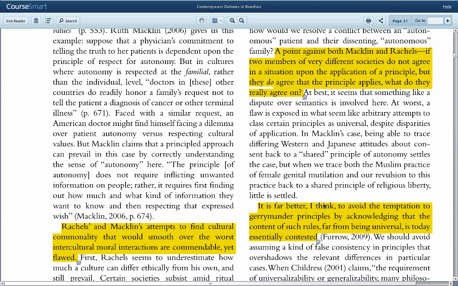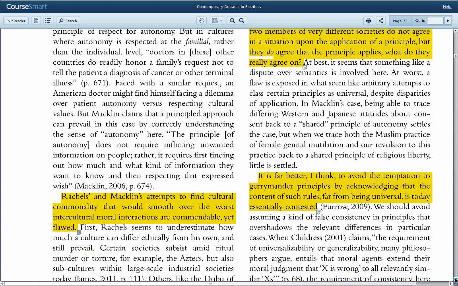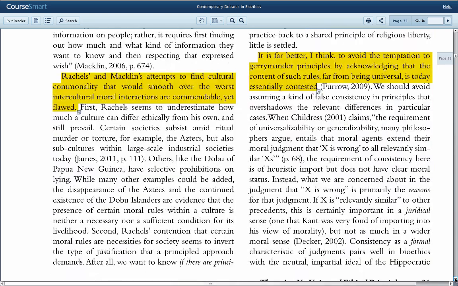Dekker says that it's far better to avoid the temptation to gerrymander principles by acknowledging that the content of such rules, far from being universal, is today essentially contested. Dekker thinks we should just be as honest as we can that no matter how much we may believe a principle, it's probably not a universal principle.